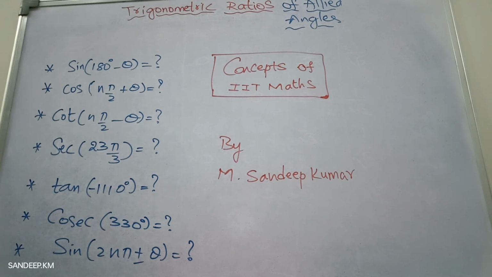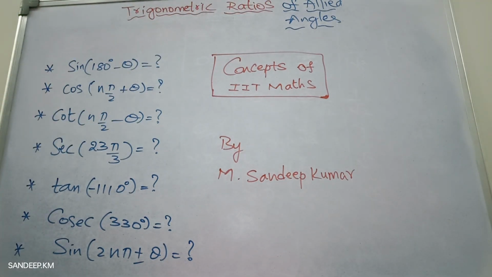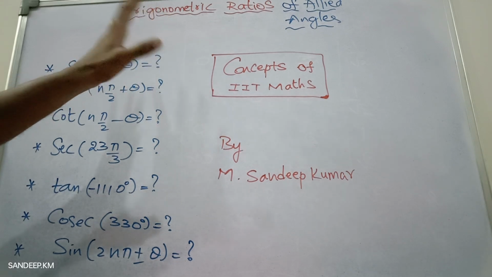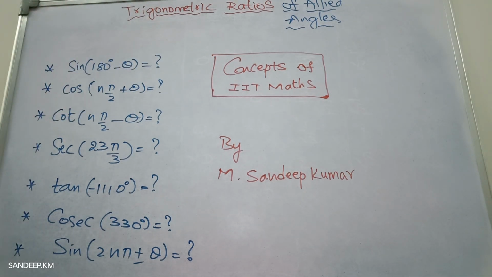This is the fifth video in the chapter of trigonometric ratios, and today's topic is very important because we are going to discuss trigonometric ratios of allied angles. Already we have discussed what are allied angles. So once again we will see what are allied angles and then we will see how to find the trigonometric ratios of allied angles.